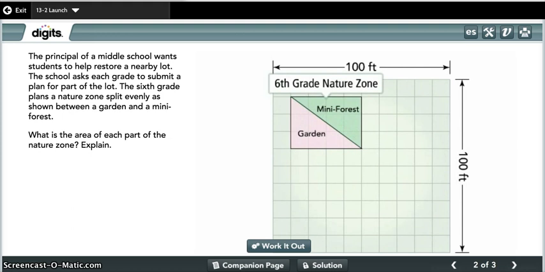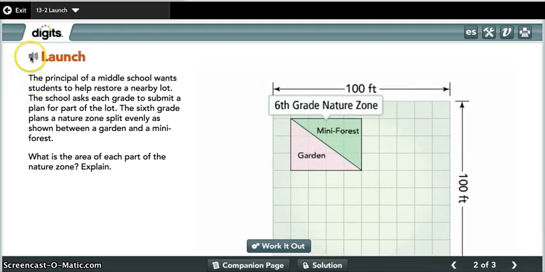So we're going to begin in our launch and we are going to go ahead and attempt this problem, but I'd like you to attempt it in your companion book and then come back and we can work through it together. All right, so if we're looking at this problem, we know that the school is going to be restoring a lot of land. That just means a section of land.